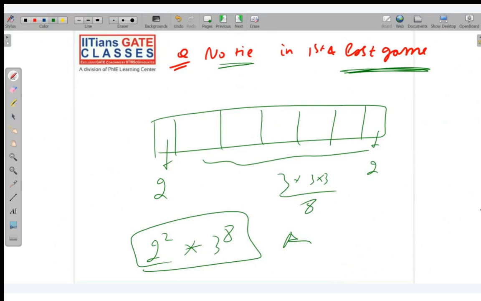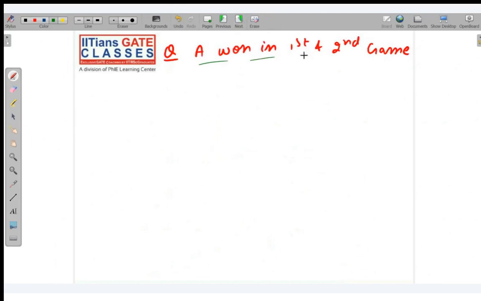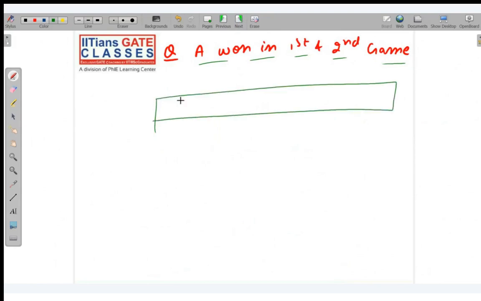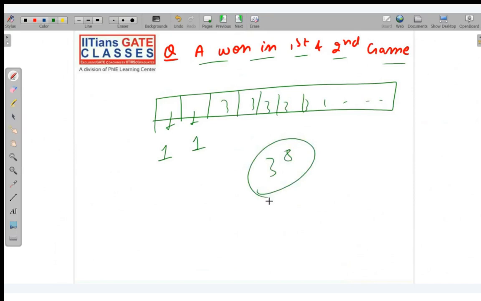Clear, sir. Okay, so I'm jumping now. Next is A wins the first and second game. If the condition is A wins the first and second game, then in the first box, only one possibility, that is A wins the game. Second box, only one possibility, that is A wins the game. And for the rest of the boxes, 3 possibilities everywhere. Okay. So 3 power 8 is the answer. So let me write it properly. 1 power 2 into 3 power 8. So it comes out to be 3 power 8 only.